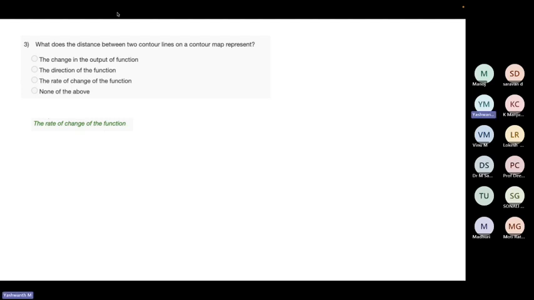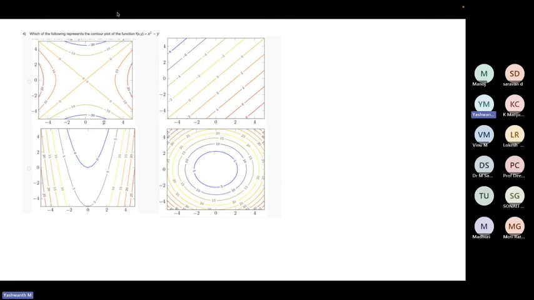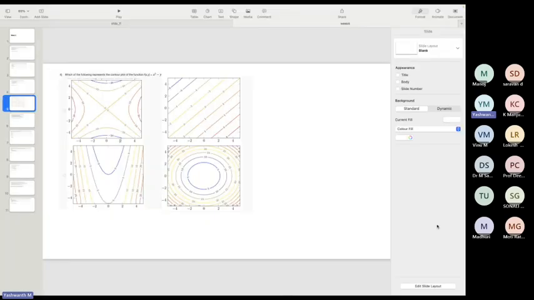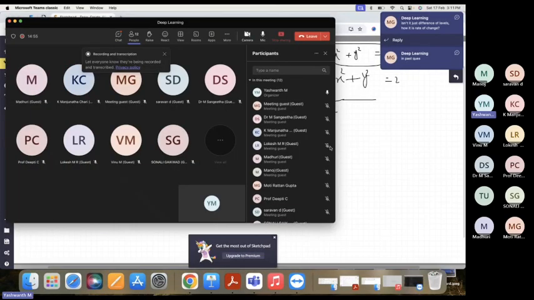Okay. So moving on to the next question. Which of the following represents the contour plot of the function f of x comma y equals x square minus y? I think there are some questions. Let's see.